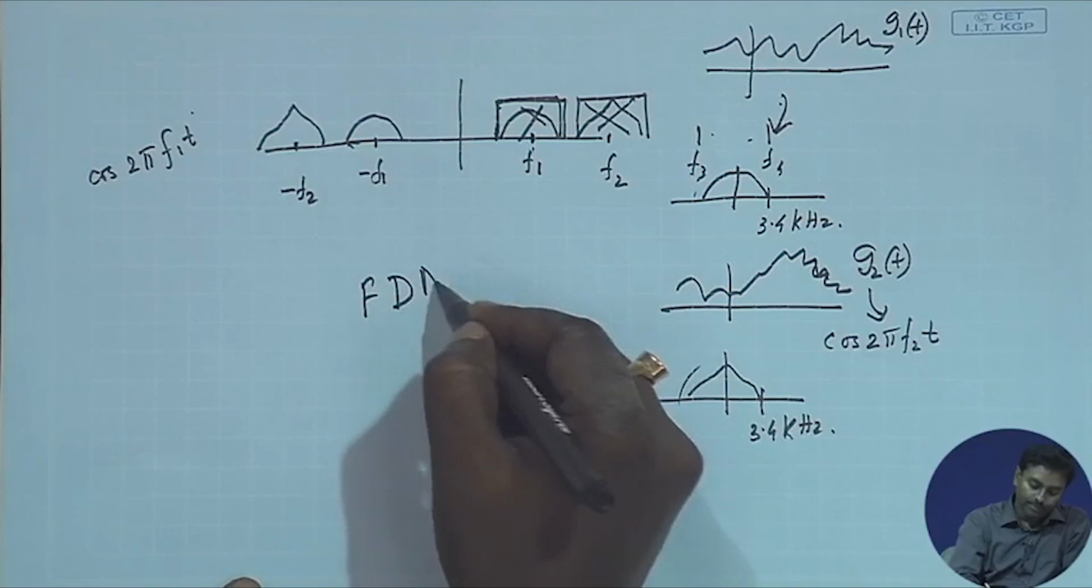In the time domain they might not have a separate identity, but because we have done this, in the frequency domain they will always have their own separate identity. That is fantastic. So, this particular thing is called frequency division multiplexing.